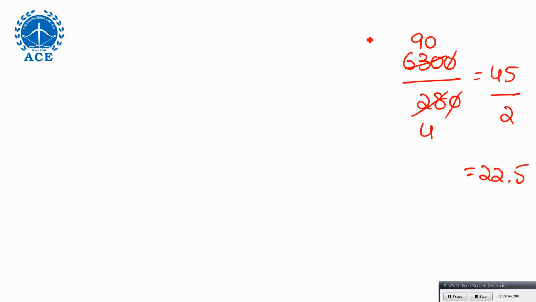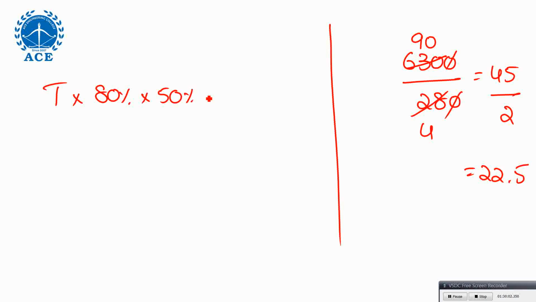Let's consider the total is T. Initially, how much gone? 20% gone means 80% only available. Every time, 100% you can take. 20 gone, 80. Now again 100 is there. Among that, 50 gone means 50. Again 100 is there. Among that, 30 gone means 70. This they have given as 6,300. You calculate T.